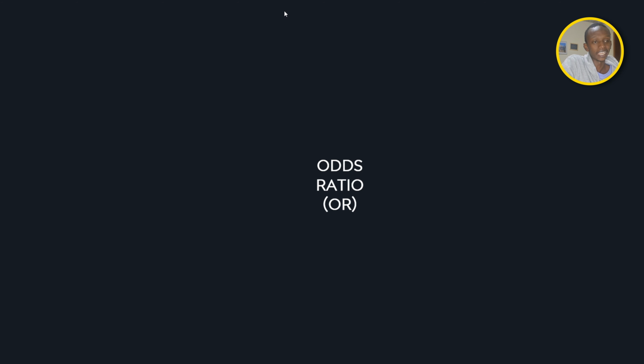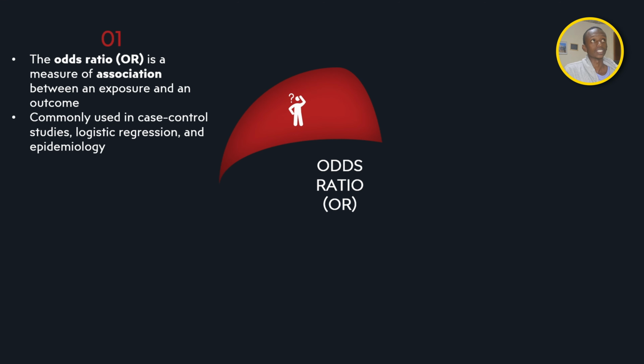Odds ratios, what are they and how do we interpret them in data analysis? In this video, we're going to discuss the concept of odds ratios and why it's important in data analysis. So an odds ratio is a measure of association between an exposure and an outcome.